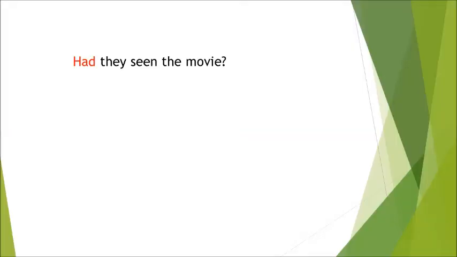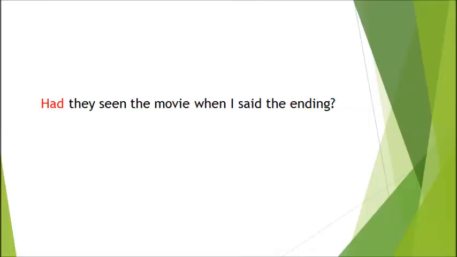Let me make a question with they and see a movie. Had they seen the movie? Yes, they had. No, they hadn't. To make it more meaningful, I'd ask, had they seen the movie when I said the ending? I said the ending of the movie, and now I'm asking whether or not they had seen the movie before that. Alright? To answer, you can say, yes, they had, or no, they hadn't.